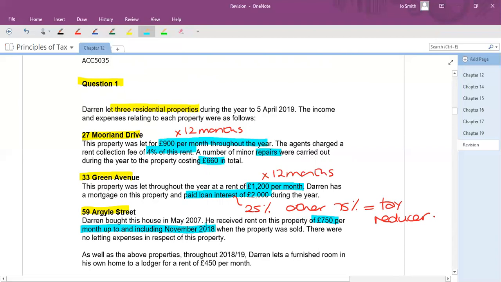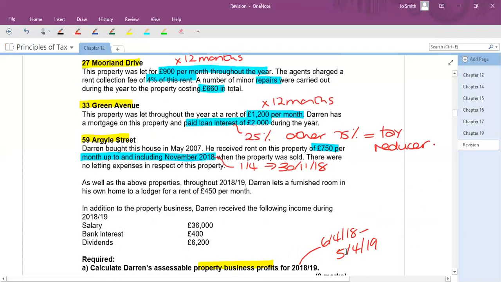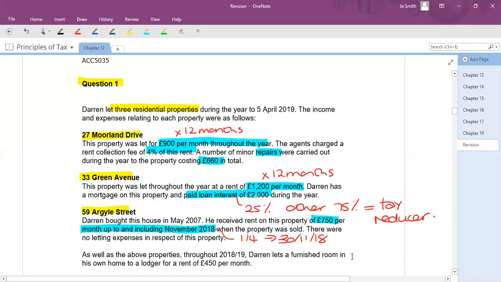So he hasn't rented this one out for the whole of the year. He's rented it from the 1st of April through to the 30th of November. Remember, we always just take the full month of April, even though the tax year starts on the 6th, because we don't want to mess about calculating days. It just gets very messy. So he's actually rented the property out for 8 months when we come to work out the income. And there's no expenses on that one, so it's fairly straightforward.